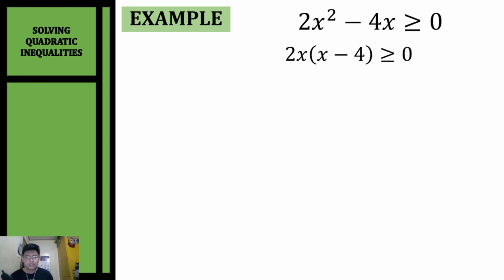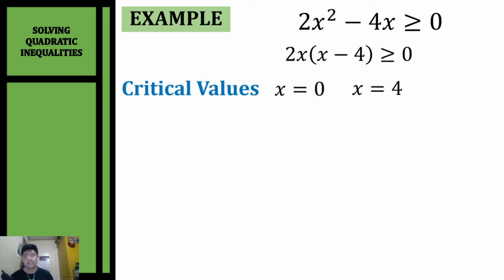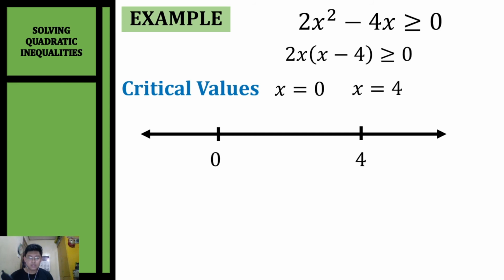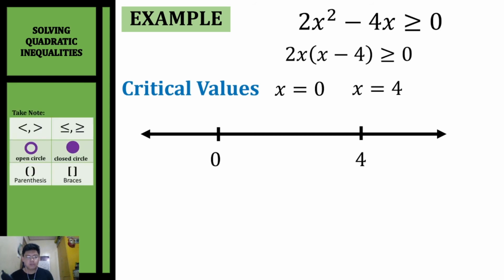So, the factored form of our polynomial is 2x times x minus 4. Then, let's solve for the value of x by equating each factor to 0. So, our critical values are x equals 0 and x equals 4. Now, after getting our critical values, let's plot them on our number line. So 0 and 4. Let's plot them using a closed circle because our inequality symbol is greater than or equal.